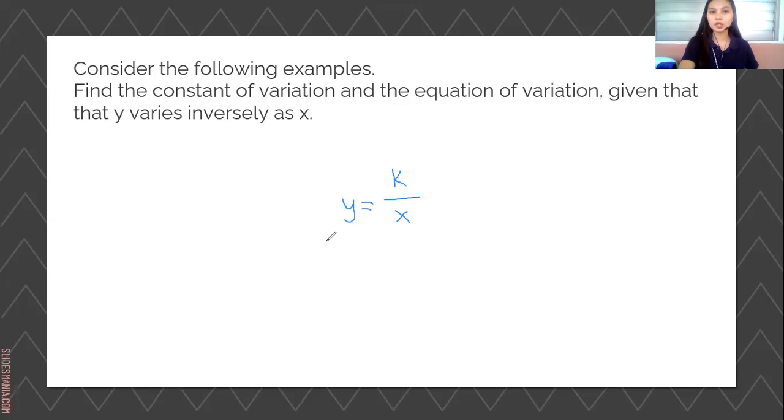Ito po yung sa equation natin. And then, for our constant of variation po, we have k equals xy naman po. Okay? So, you may take down notes po or pwede nyo siyang tandaan na lang. Okay? It's up to you. Kasi yun nga, medyo nakakalito siya kasi iba yung formula ng constant natin doon sa mismong equation.